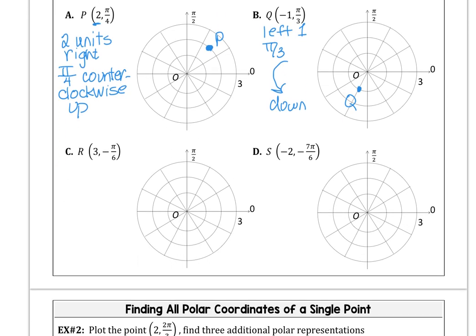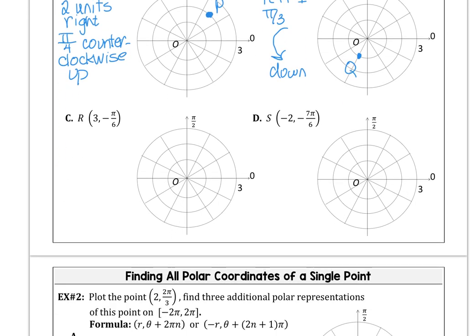On part C, we want to label point R, so we're going to go 3 units to the right and negative pi over 6, which is just 1 rotation down. That would be point R right here. So 3 units right and negative pi over 6. We have a clockwise rotation, and in this case, starting from the polar axis, clockwise would lead us in a downward motion.